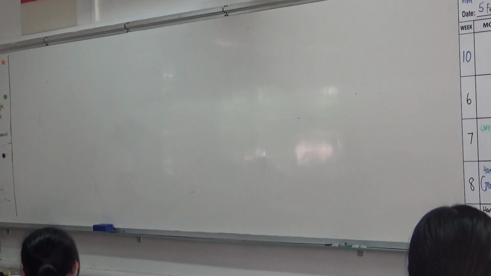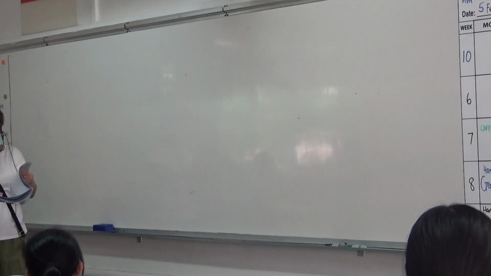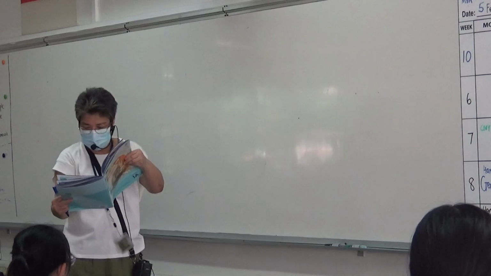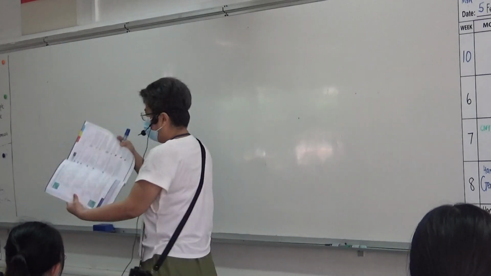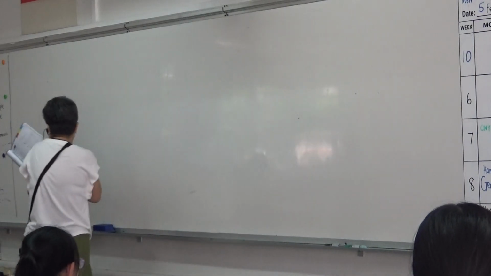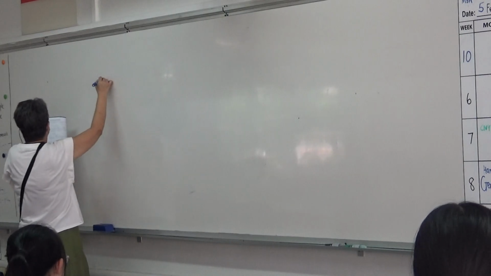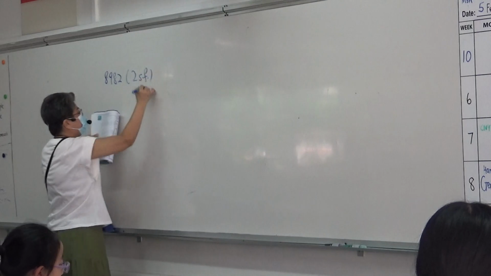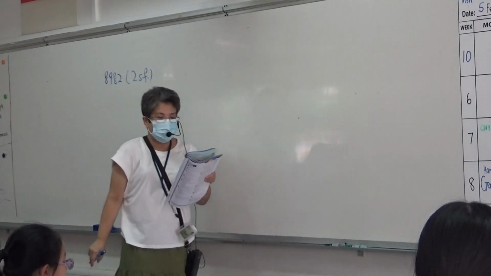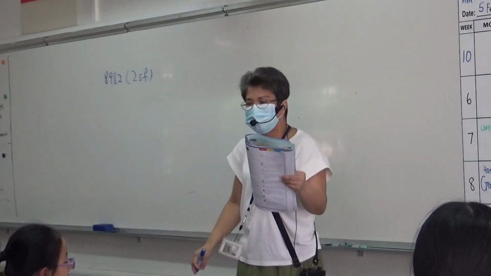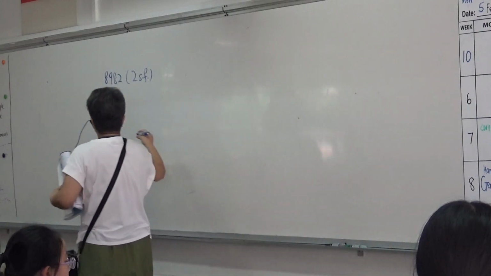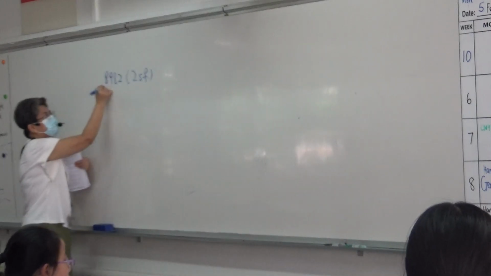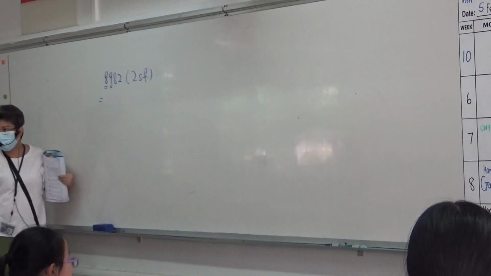Okay, look at example 3. I am now at worked example 3, okay? The question says this: 8982. Round off each of the following to the number of significant figures given in the brackets. Two significant figures. To be here, right?